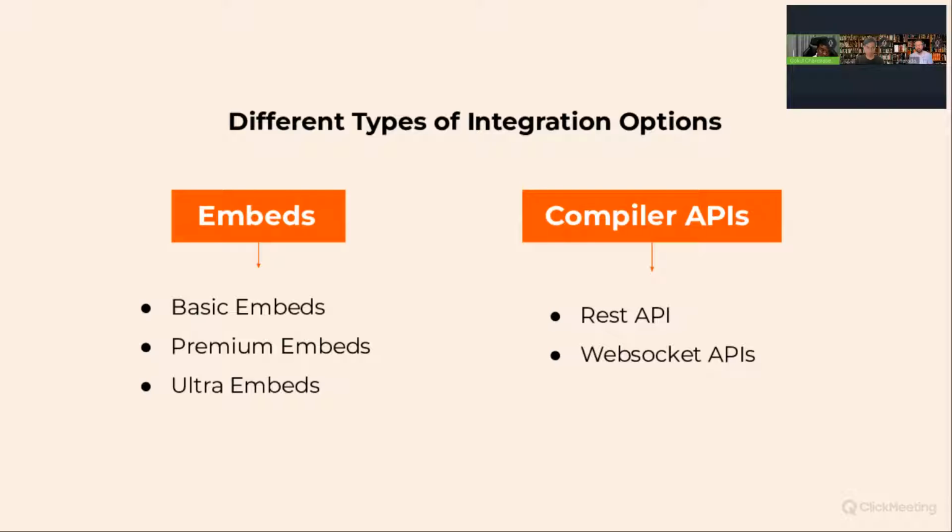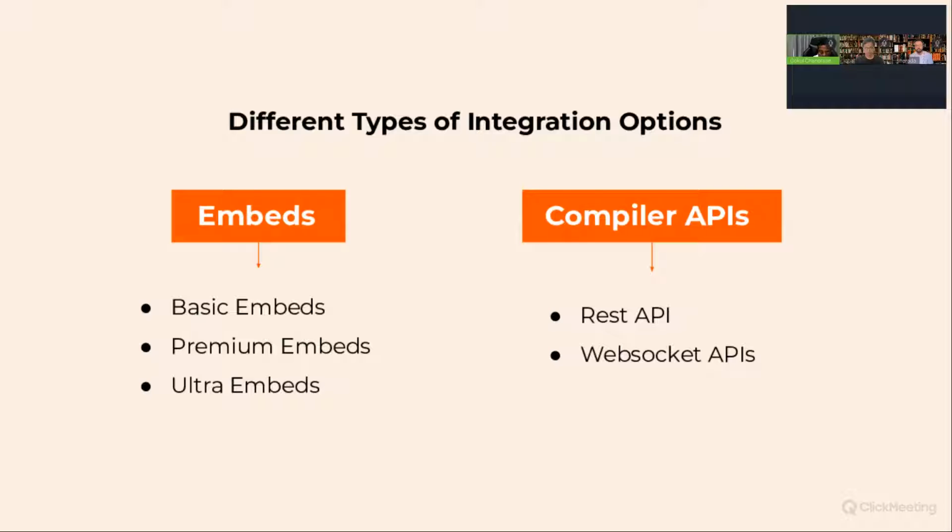Compiler APIs gives you much more control. So you create your own UI and you connect our compiler APIs with your product, and there's no limit. You have the full control. Even embeds have pretty much good control, but compiler APIs gives you much more on top of it.